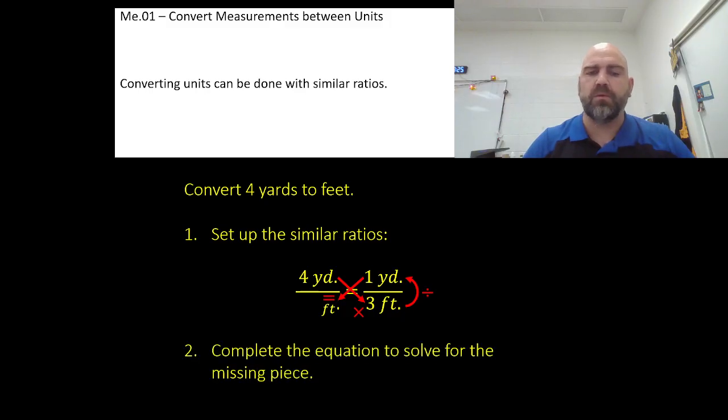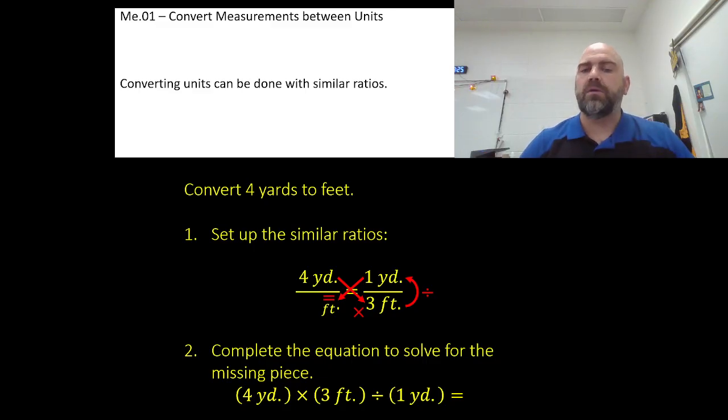So what does this look like in our equation? We have 4 yards times 3 feet divided by 1 yard. That cancels out the yards value, so we're going to get an answer in feet, and that is 12 feet. So plug that in there. We know that 4 yards is equal to 12 feet.